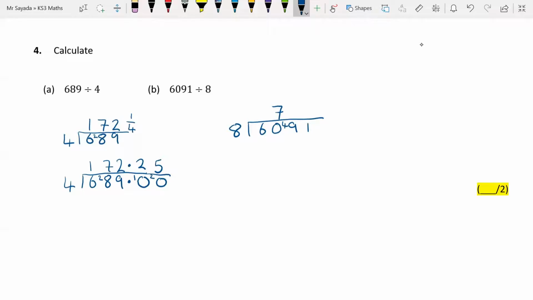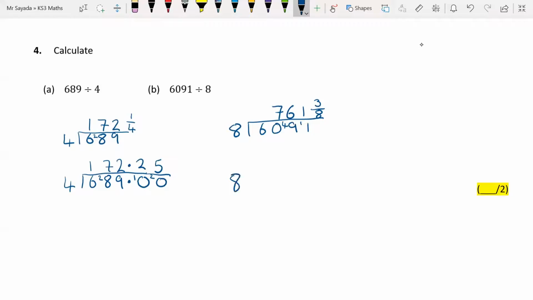8 into 49 goes 6 times, because 8 times 6 is 48. We then have a remainder 1 to get up to 49. 8 into 11 is 1, remainder 3. If I want to leave my answer as a fraction, what do I do with that 3? Say your answer to the video now. Hopefully you've said that you put the 3 over the 8 to make 761 and 3/8.